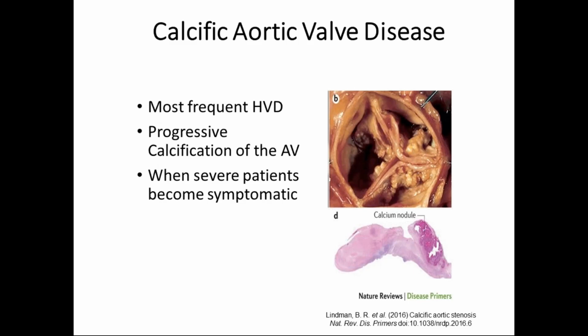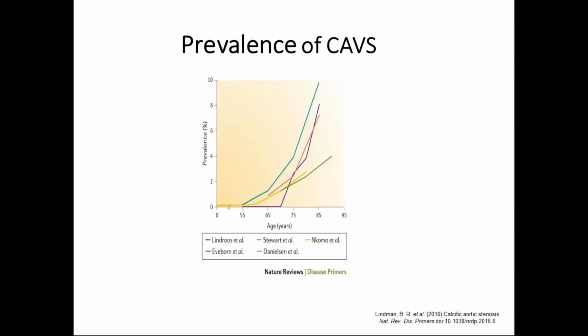So the most prevalent heart valve disease, which affects both the bicuspid and tricuspid valve, is calcific aortic valve disease. It is the most frequent heart valve disease. It is related to a progressive calcification of the aortic valve. On the right-hand panel is a valve which is heavily calcified. A section through the valve shows the calcific nodules typical of this disorder and the thickening of the leaflets. And once it is severe, most of the patients will become symptomatic.